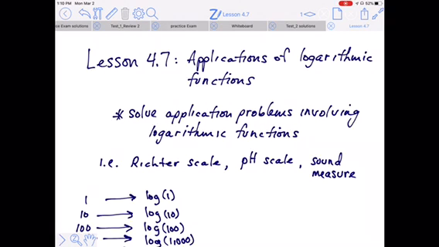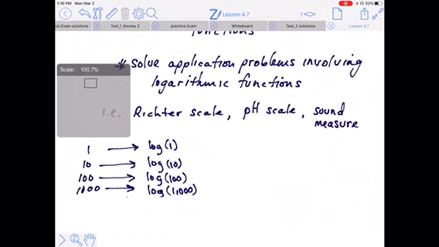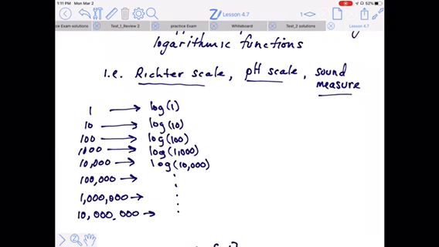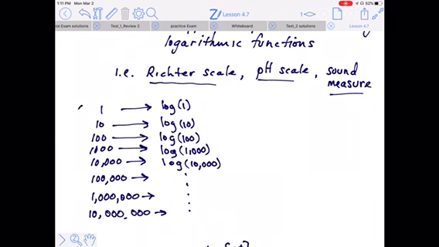The main point of today's lesson is talking about what are called logarithmic scales. Logarithmic scales measure large spans of numbers. For example, we're going to look at the Richter scale, pH scale, and measuring sound. Those are all logarithmic scales. You can see here I've got a fairly large span of numbers from 1 to 10 million. That's a very, very large span of numbers, and this could be from any kind of measurement.